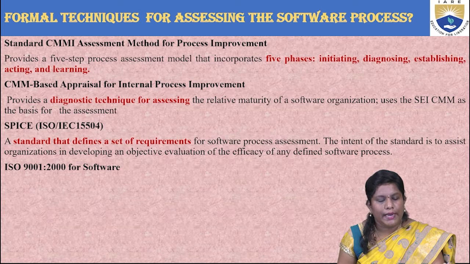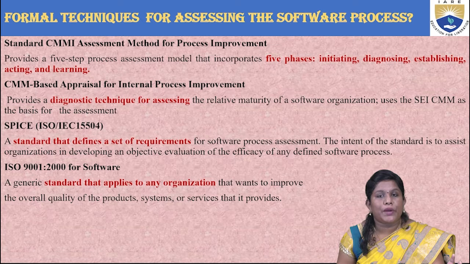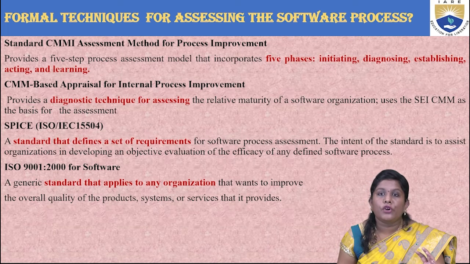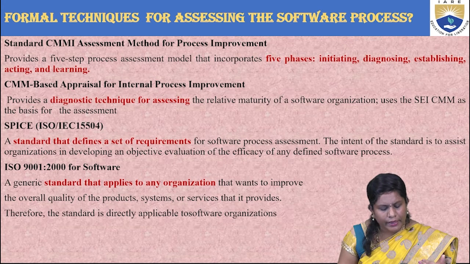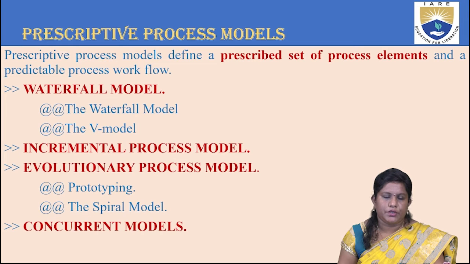2000 for software. Like this you have standards for various other gadgets as well. Now, what does this focus on? This is the standard applied to any organization trying to improve the overall quality of whatever you consider, let it be systems, products, or services. It tells us that yes, it is completely checked and ready to deliver and ready to work. It is also directly applicable to software organizations.